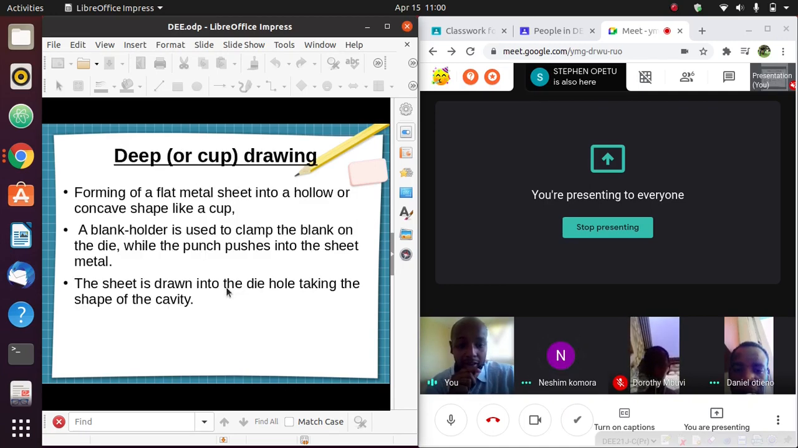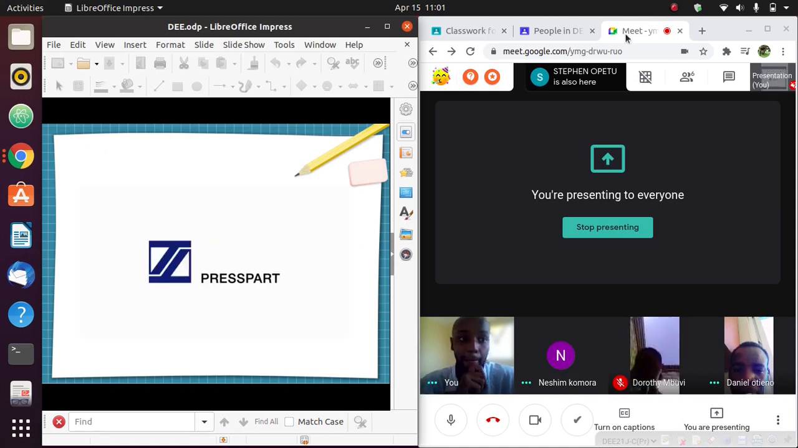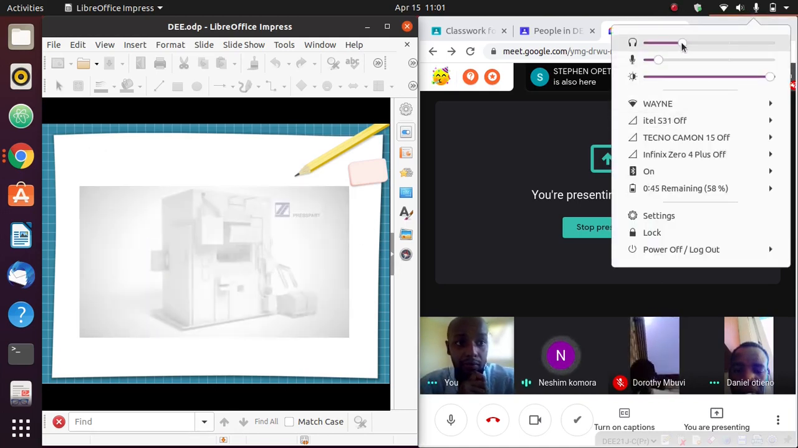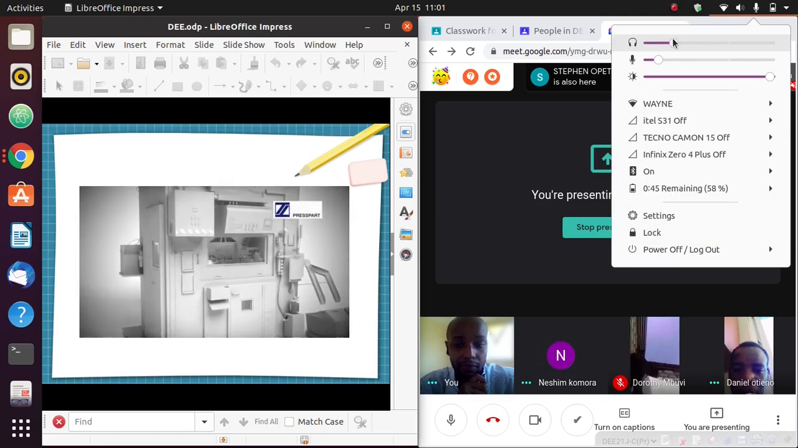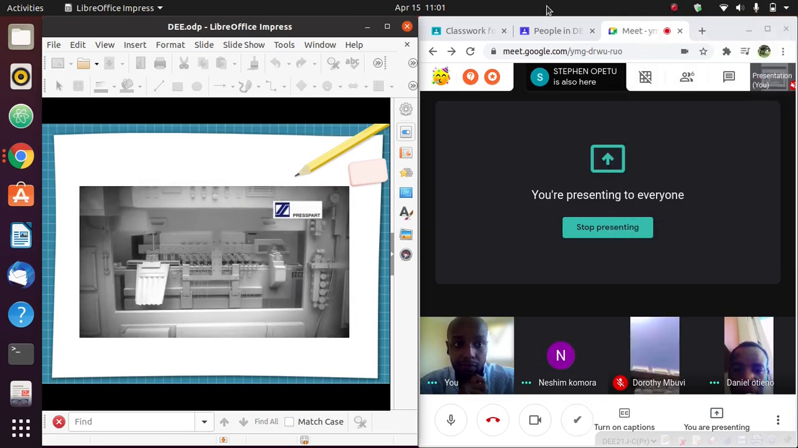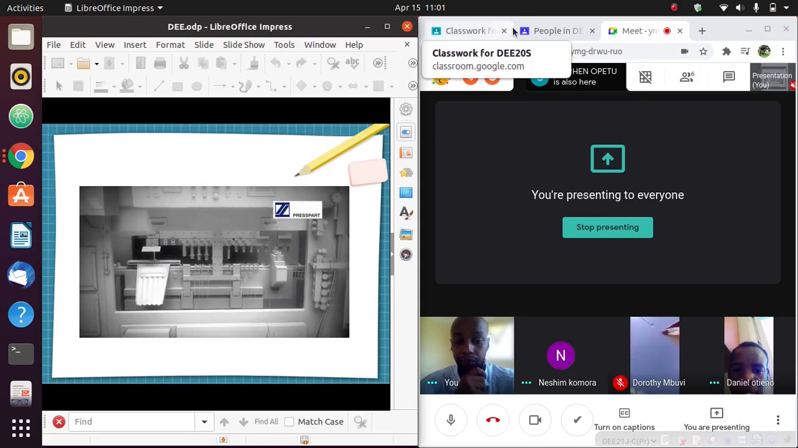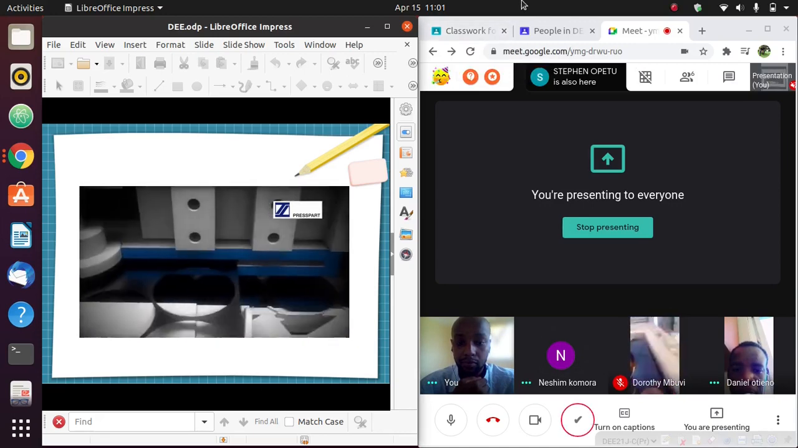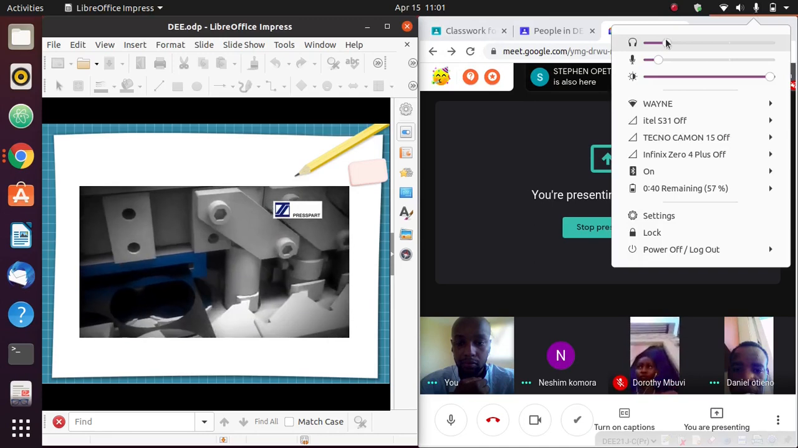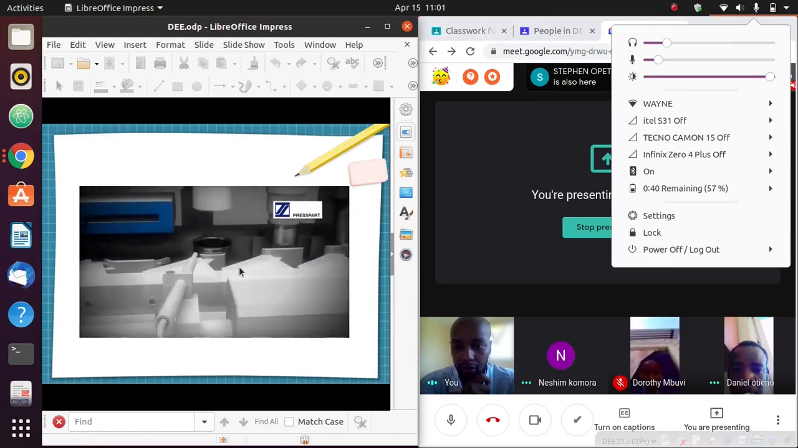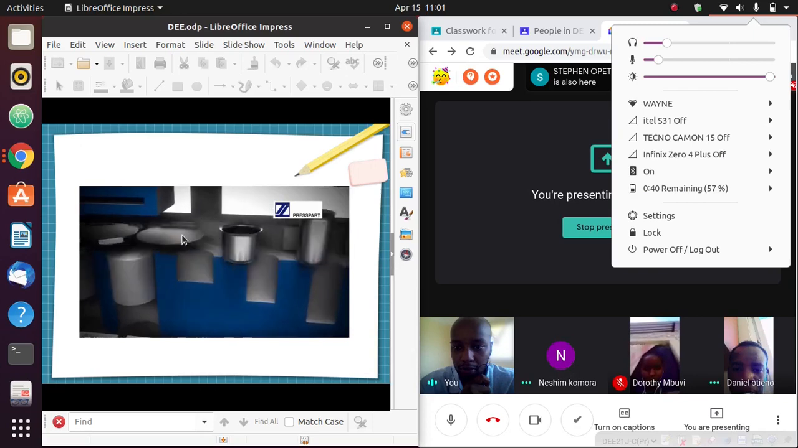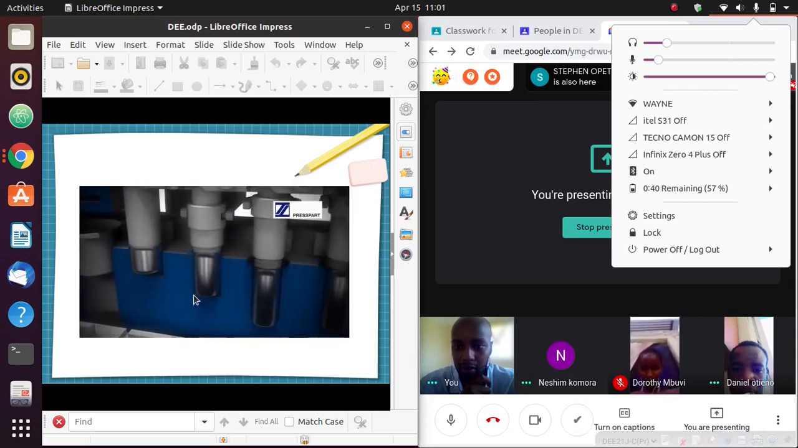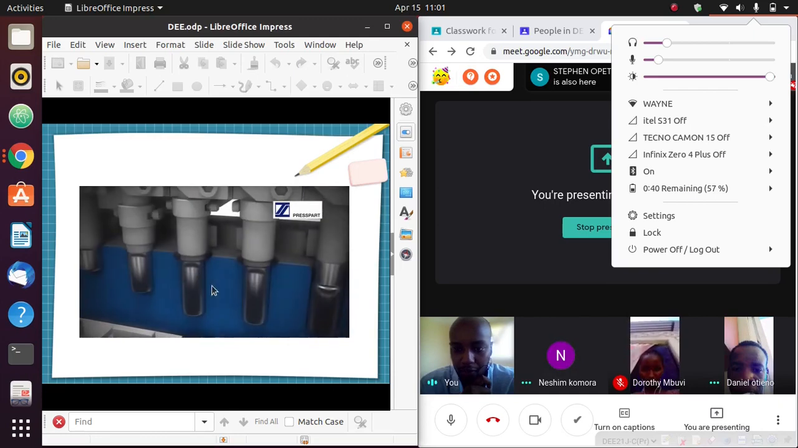So let me just play a small video so that we can see how it is done, kwa industry ama kwa workshop. As you can see, we have flat sheets of metal being pushed into these holes, and those sheets of metal take the shape of that hole.